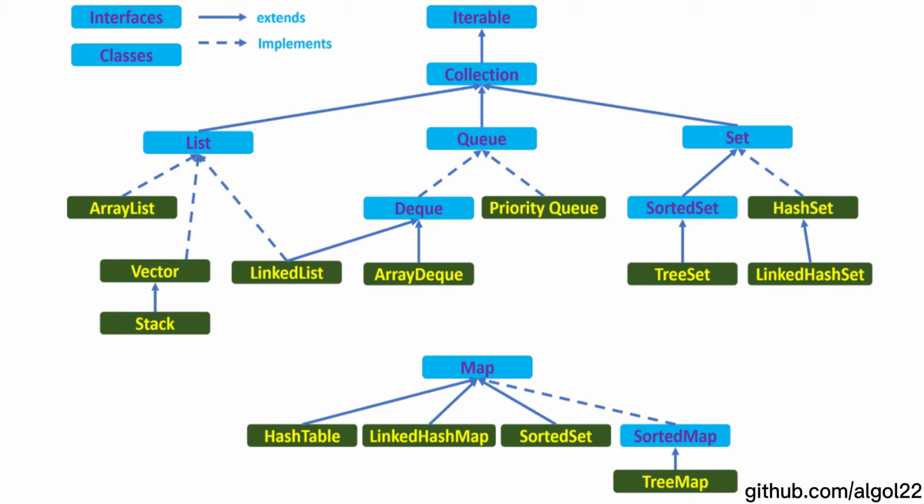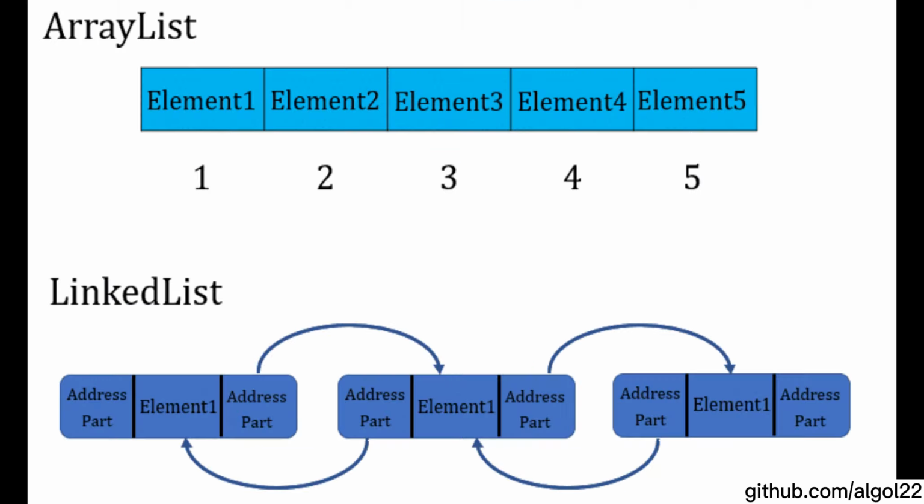And List is divided into ArrayList, LinkedList, Vector and Stack. The most common types are ArrayList and LinkedList. And it is important to understand the difference between ArrayList and LinkedList. From this picture you can see that ArrayList allocates a contiguous block of memory to store the elements, whereas LinkedList allocates a new node in the memory heap for each element.